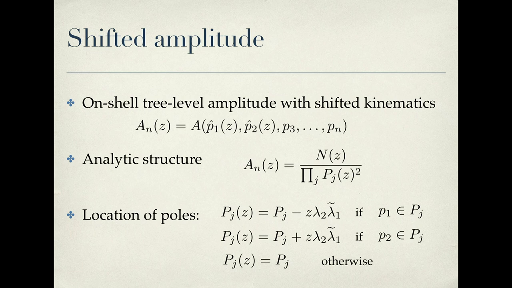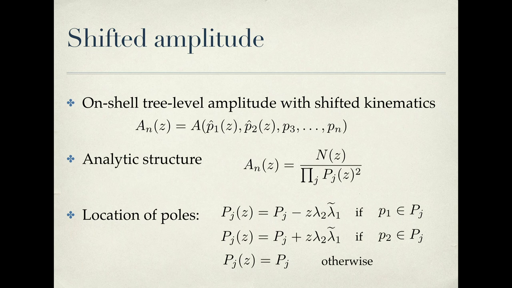Now, what is the localization, or what are these poles, pj z square? We originally have the poles pj square, where pj was a sum of external momenta. So now it depends on the pj z. If the momentum P1 was inside PJ, this becomes shifted, and there is some extra piece added to that. If momentum 2 was inside, it becomes shifted like that. But if none of them was there, it's unshifted.